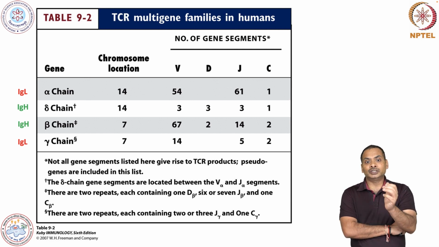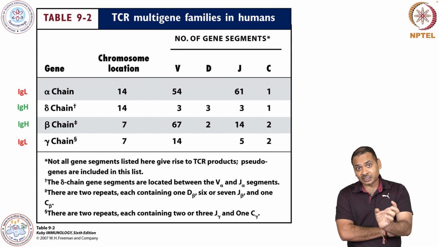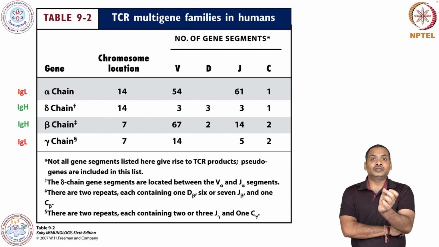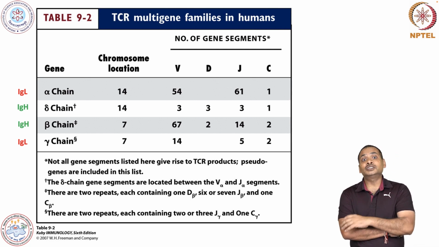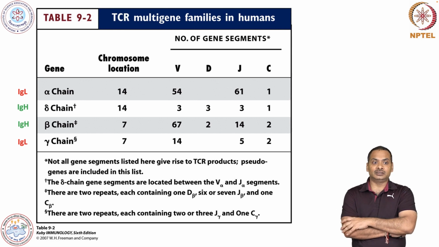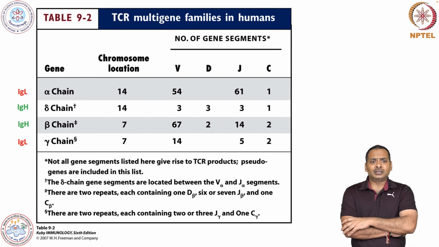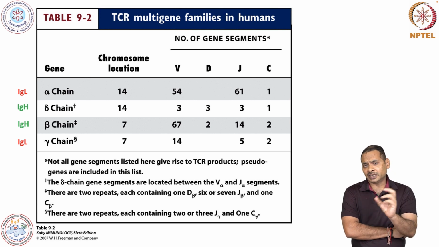Here you can see that there are a lot of variable gene segments, about 67, and very few diversity regions, that is 2, and there is a joining region which is about 14. In the case of gamma delta T cells, the gamma chain is like the light chain of an antibody.